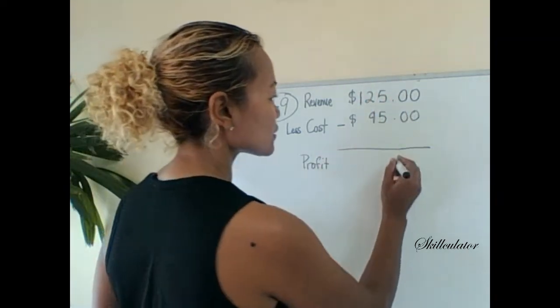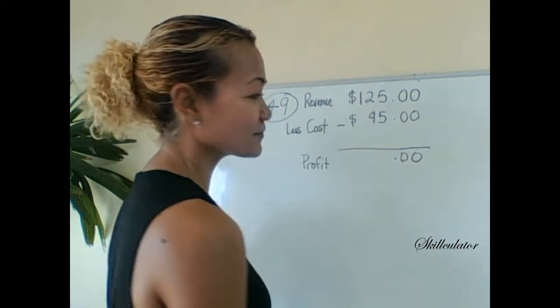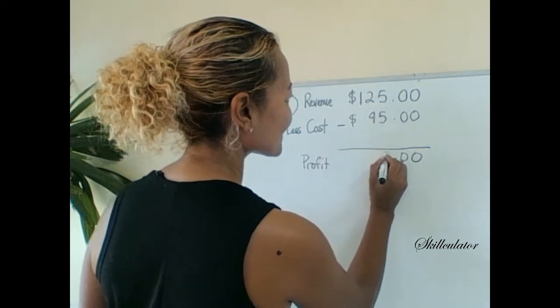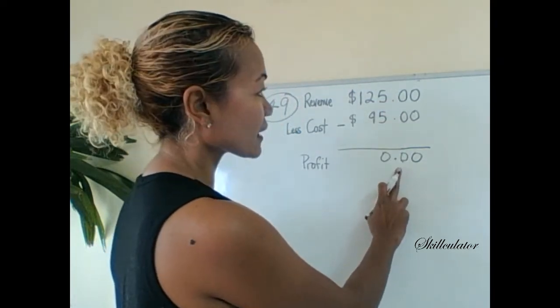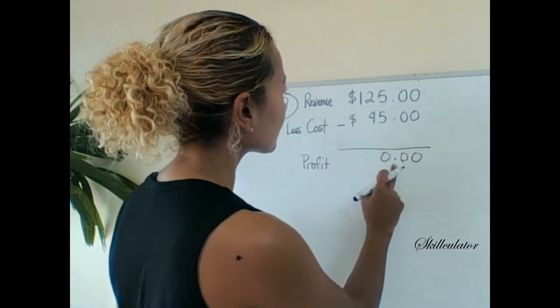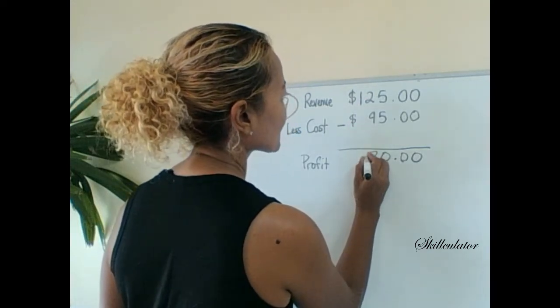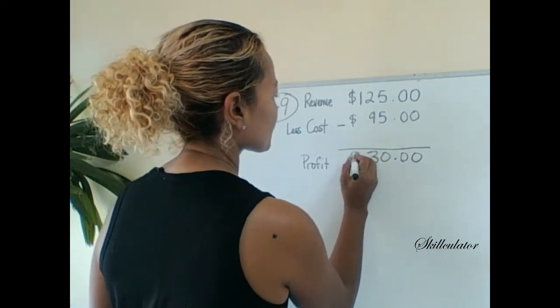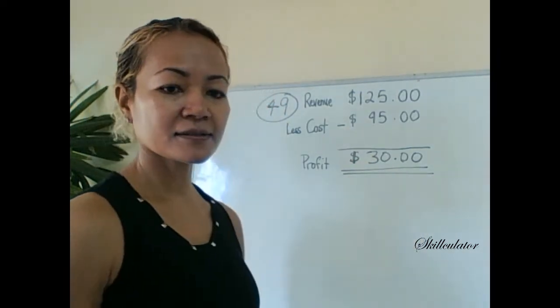Okay, we'll just do it. 0, 0, 0, 0 minus 0, 0, 0. It's all 0, 0, 0. 5 minus 5, 0. Always align. When you're dealing with dollars, you're involving decimal points, so always align your decimal point. 12 minus 9 is 3. So the profit is $30.